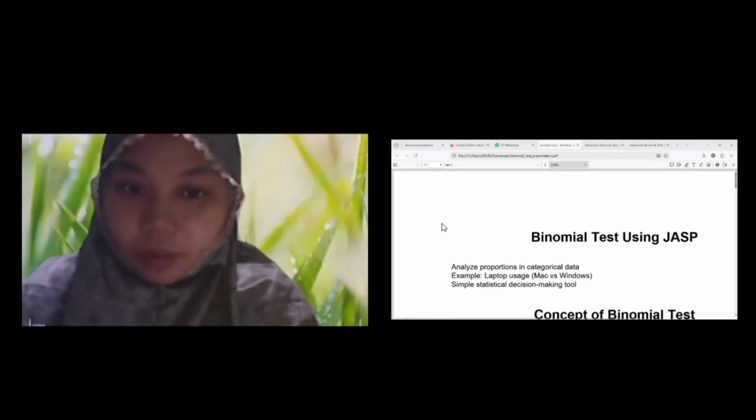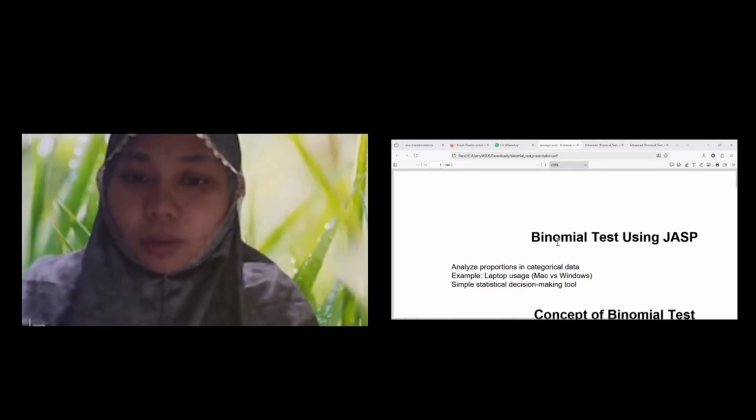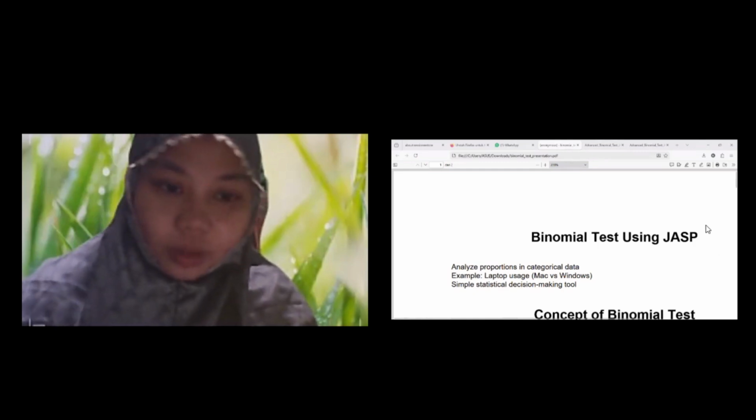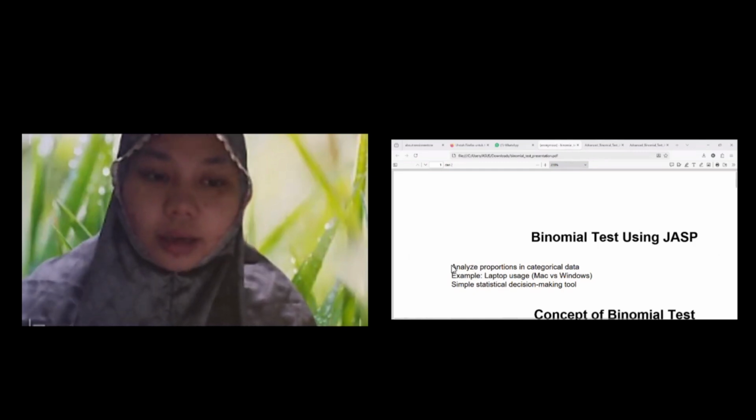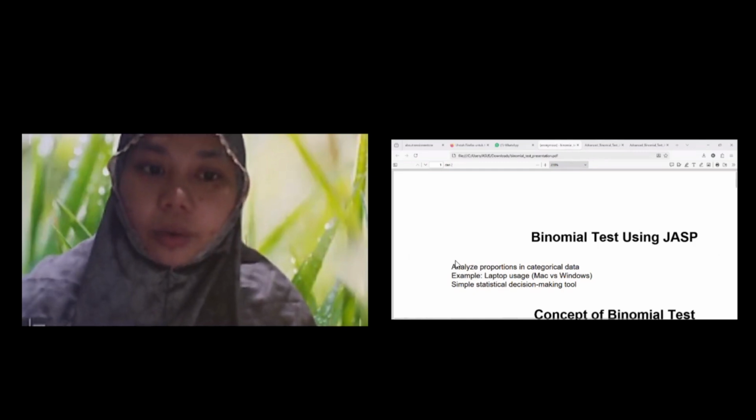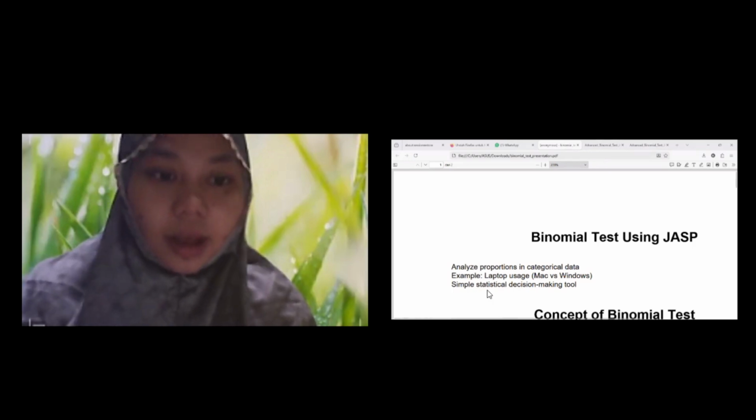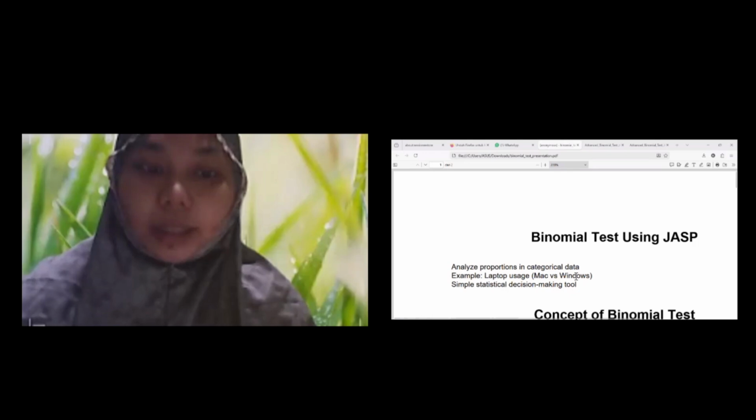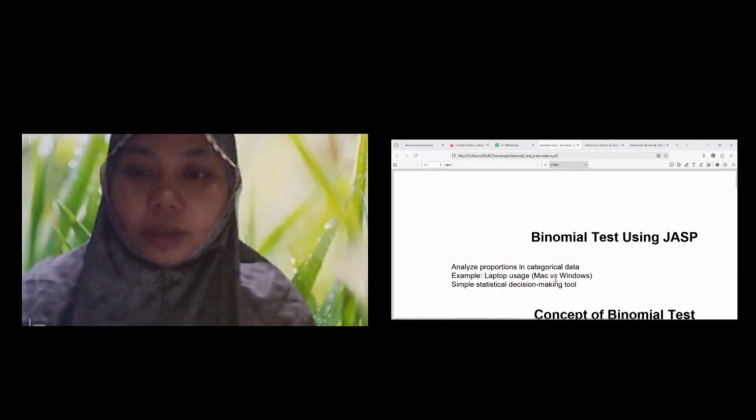Today I will explain about binomial tests using JASP. The first topic: analyzing proportions in categorical data. For example, laptop use, Mac versus Windows. It is a simple statistical decision-making tool.